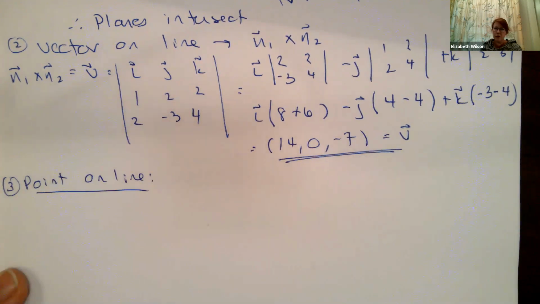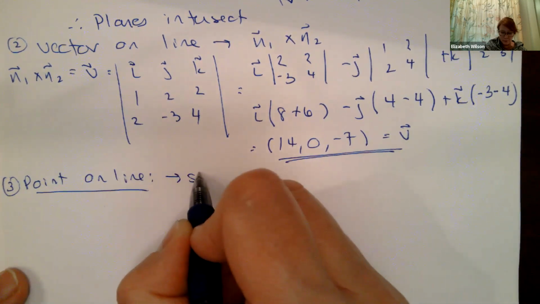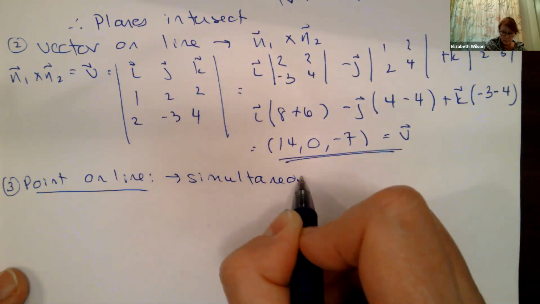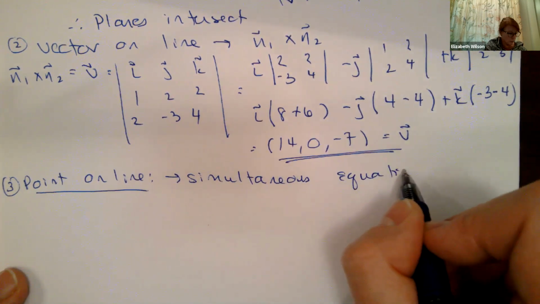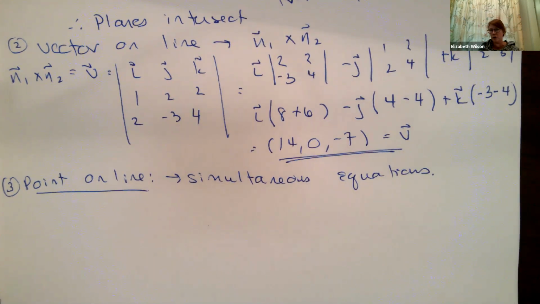So for a point on the line, I'm going to need simultaneous equations. Okay, so I have 2 equations, one for each plane, but 3 unknowns, x, y, and z. So what I'm going to do is set x equal to 0, and then solve for y and z on both of those equations. If that doesn't work, then I'll try y equals 0, and then solve for x and z. If that doesn't work, I'll try z equals 0 and solve for x and y. One of them has to work in order for these to be intersecting each other. So let's write down what our steps are.